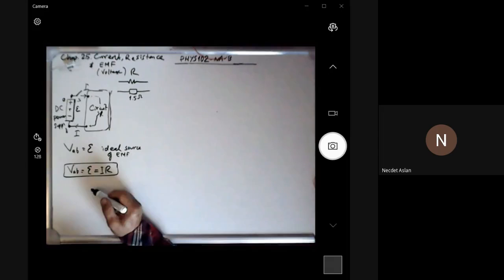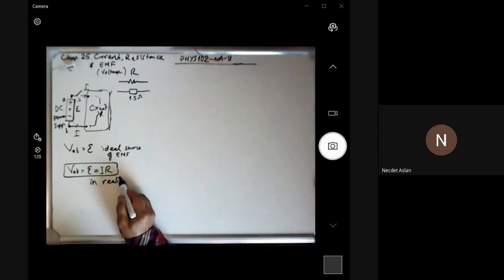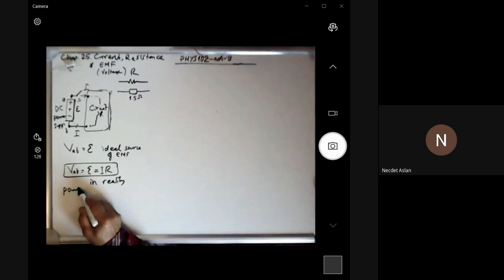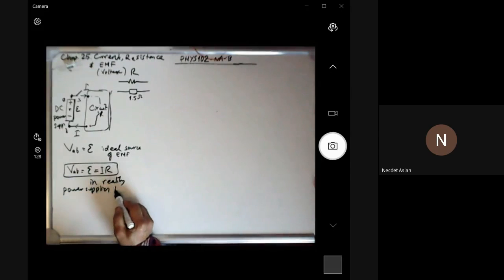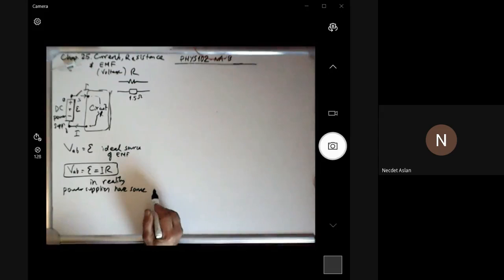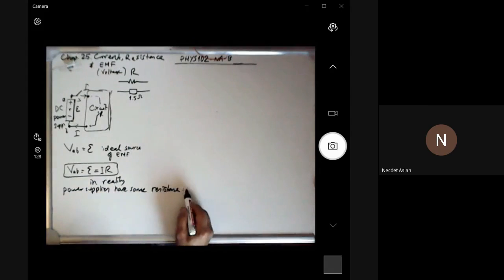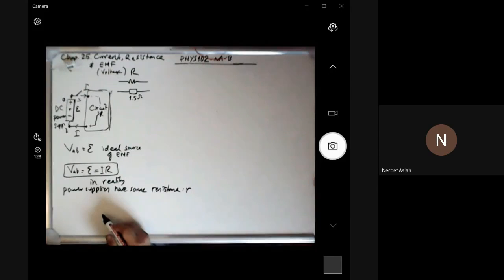Now, in reality, the power supplies have some resistance, but it's a very small resistance, and we call this a small r instead of big R. So what happens is that the terminal voltage is going to be the electromotive force it provides minus I times r, the small resistance. And we can measure the resistance of the power supply by using this expression.